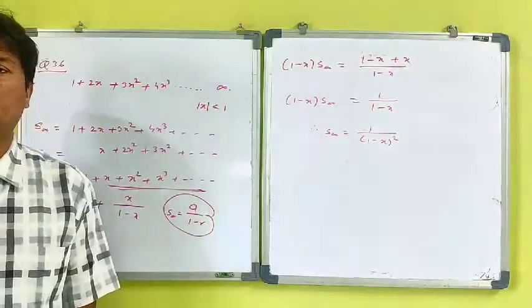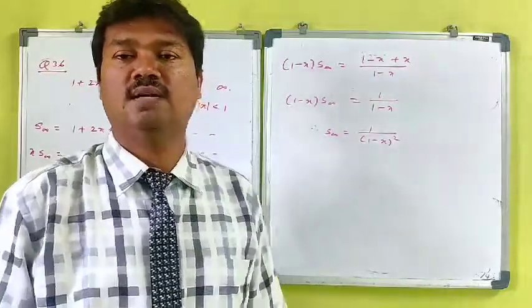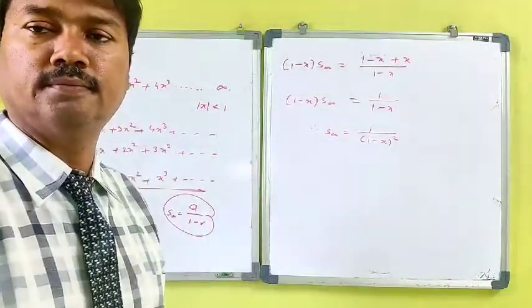So that's it. That's a very simple one. That is question number 36. The answer is 1 upon 1 minus x the whole square.